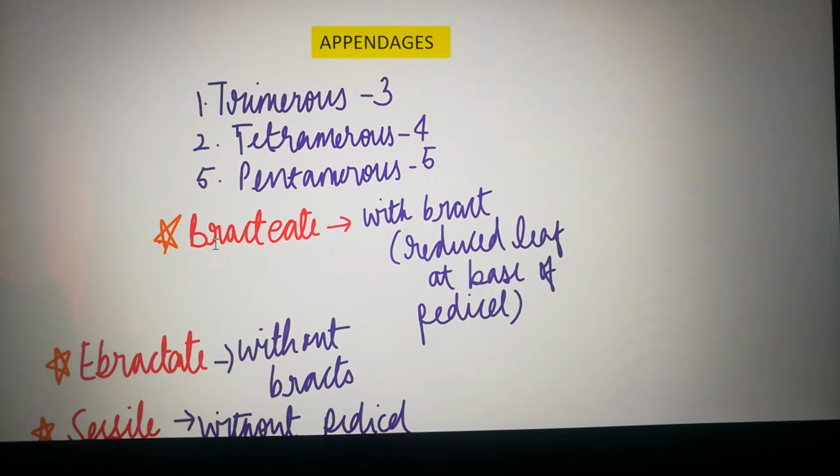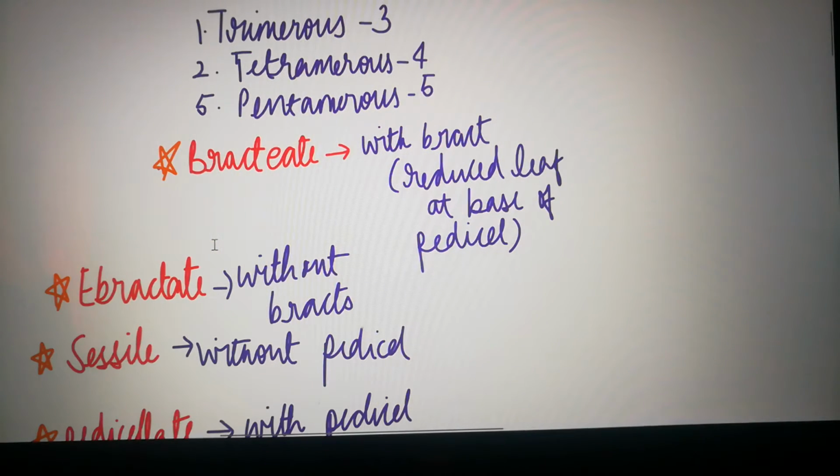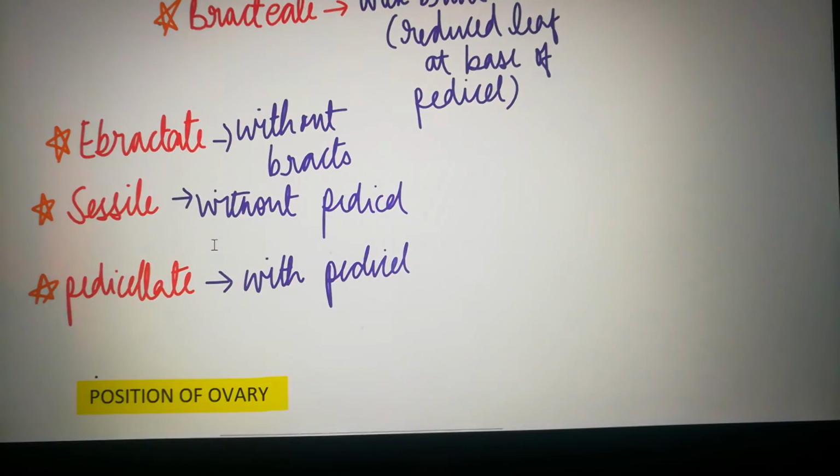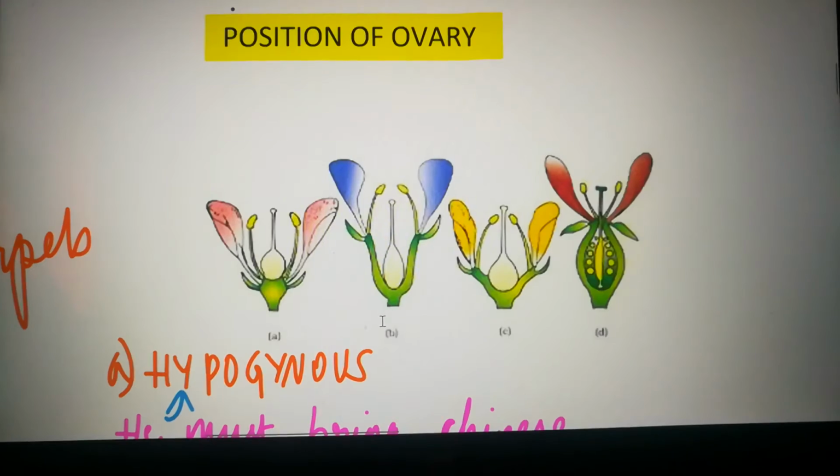Now there are certain terms. We have bracteate, which refers to a plant or flower with a bract. A bract is nothing but a reduced leaf at the base of the pedicel. And then we have ebracteate, that is without bracts, sessile without pedicel, and pedicellate with pedicel.